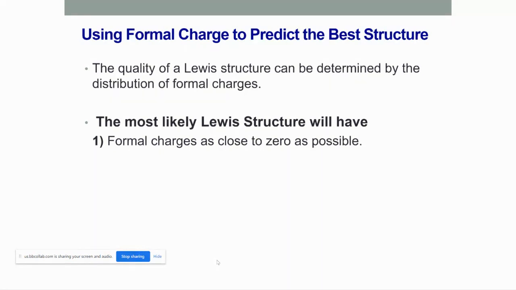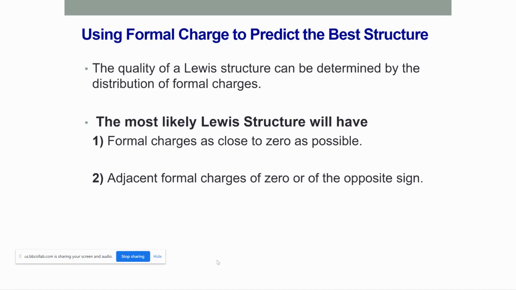All right, so meaning that, let's say if you calculate the formal charge on each atom, you do not want the atoms to have, let's say, +3 or +2 formal charge. If it's close to 0, such as -1 or +1, it will be better. That will most likely be the correct Lewis structure.